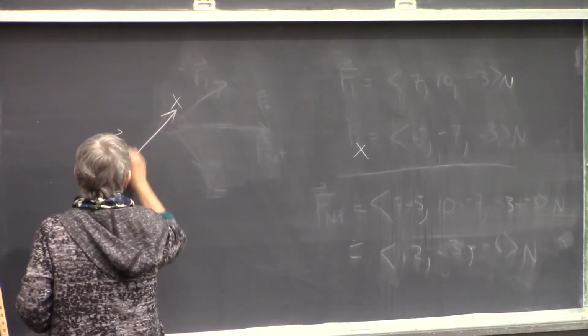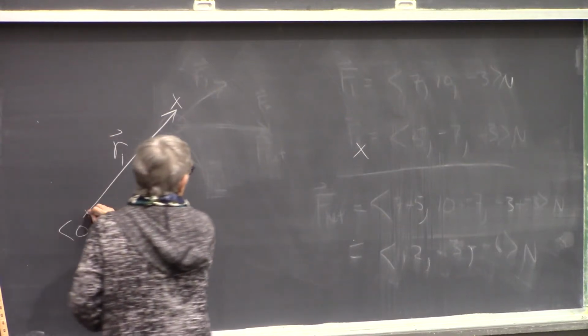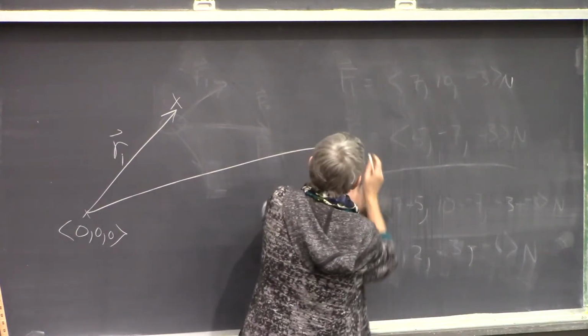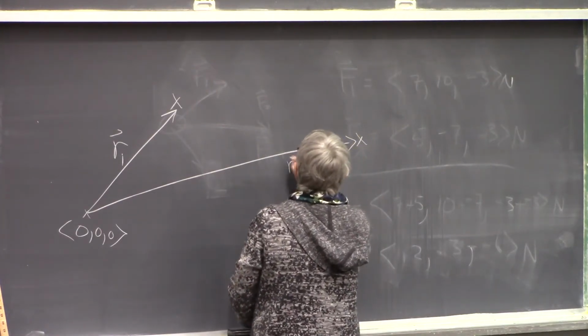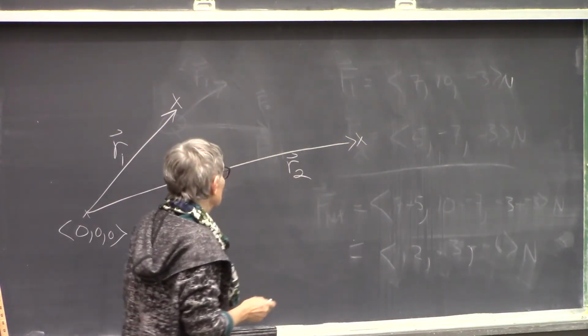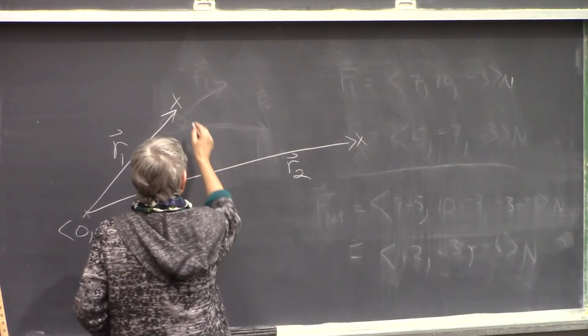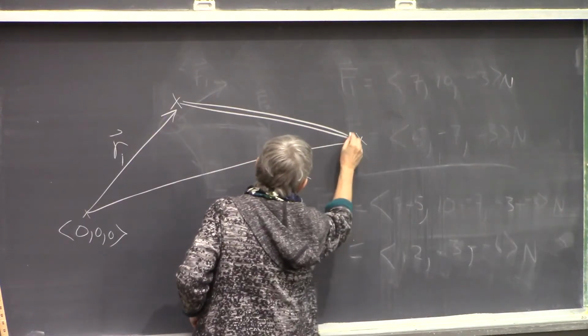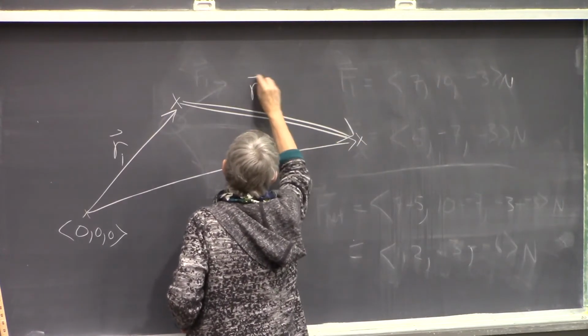So if this is R sub 1, and that's R sub 2, we want the position of 2 relative to 1.